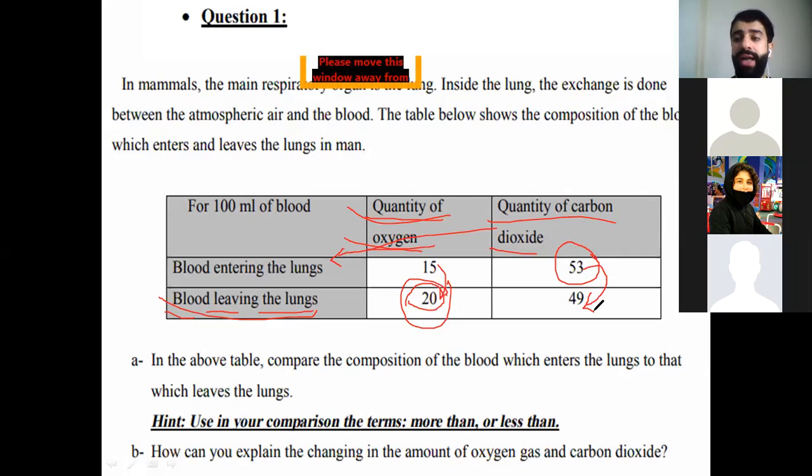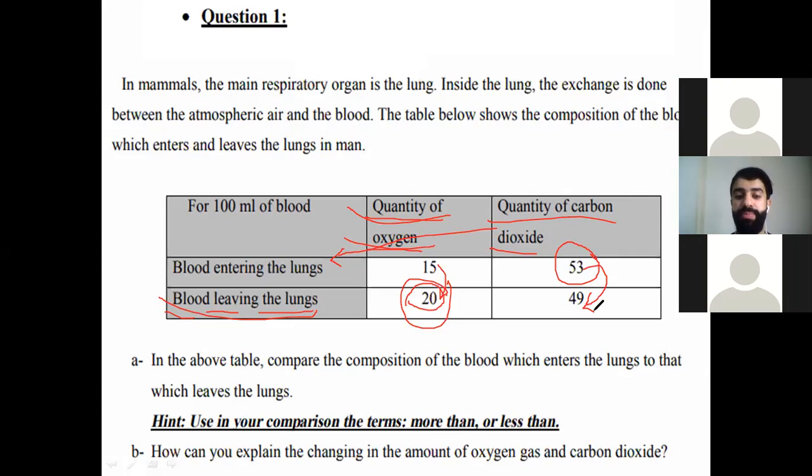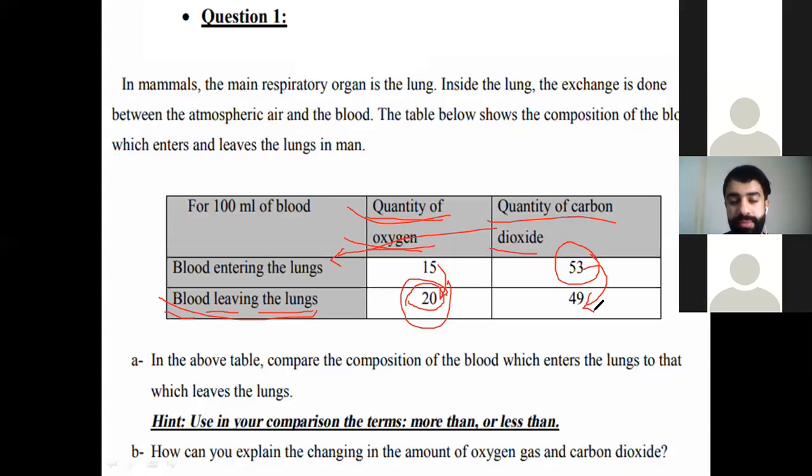Part B. Thank you, Adam. Thank you, Sari. Part B: how can you explain the change in the amount of oxygen and carbon dioxide? Aya, what do you think? This is related to diffusion. The amount of oxygen gas decreased and the amount of carbon dioxide increased since the lungs take oxygen from the blood and release carbon dioxide.